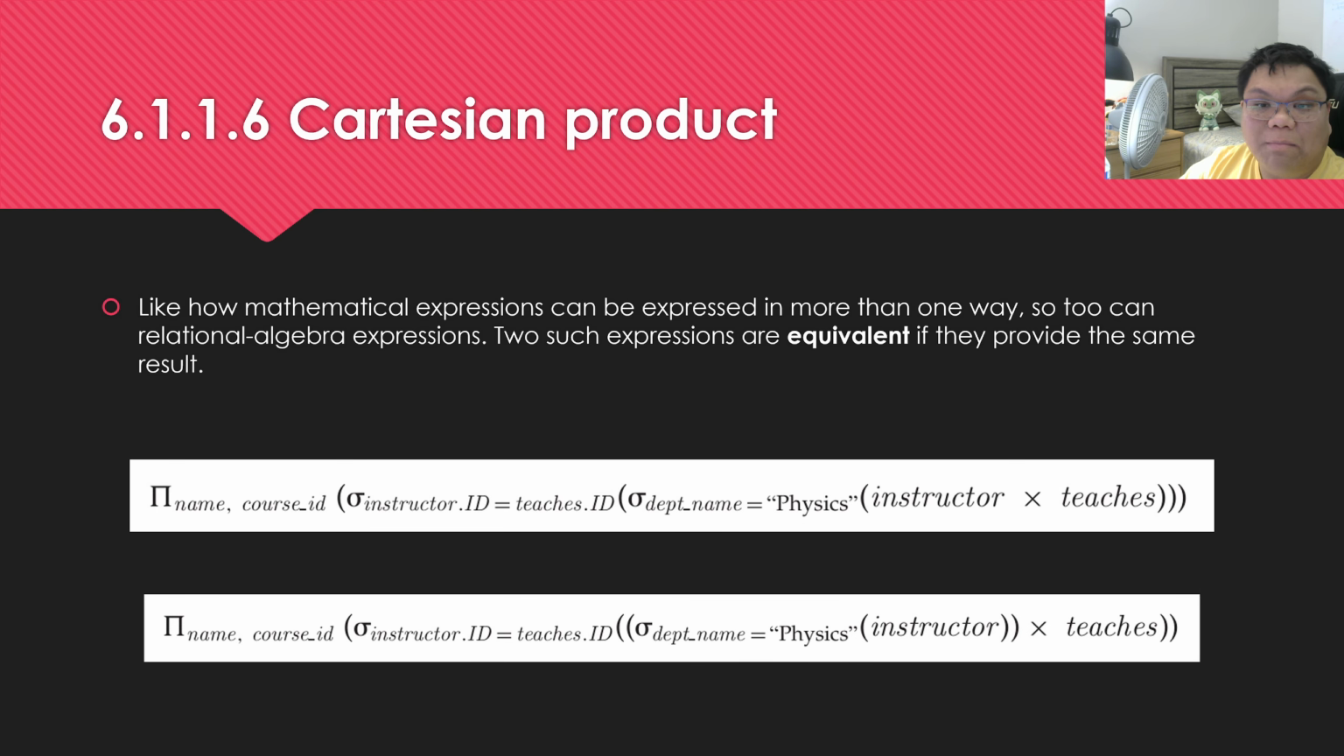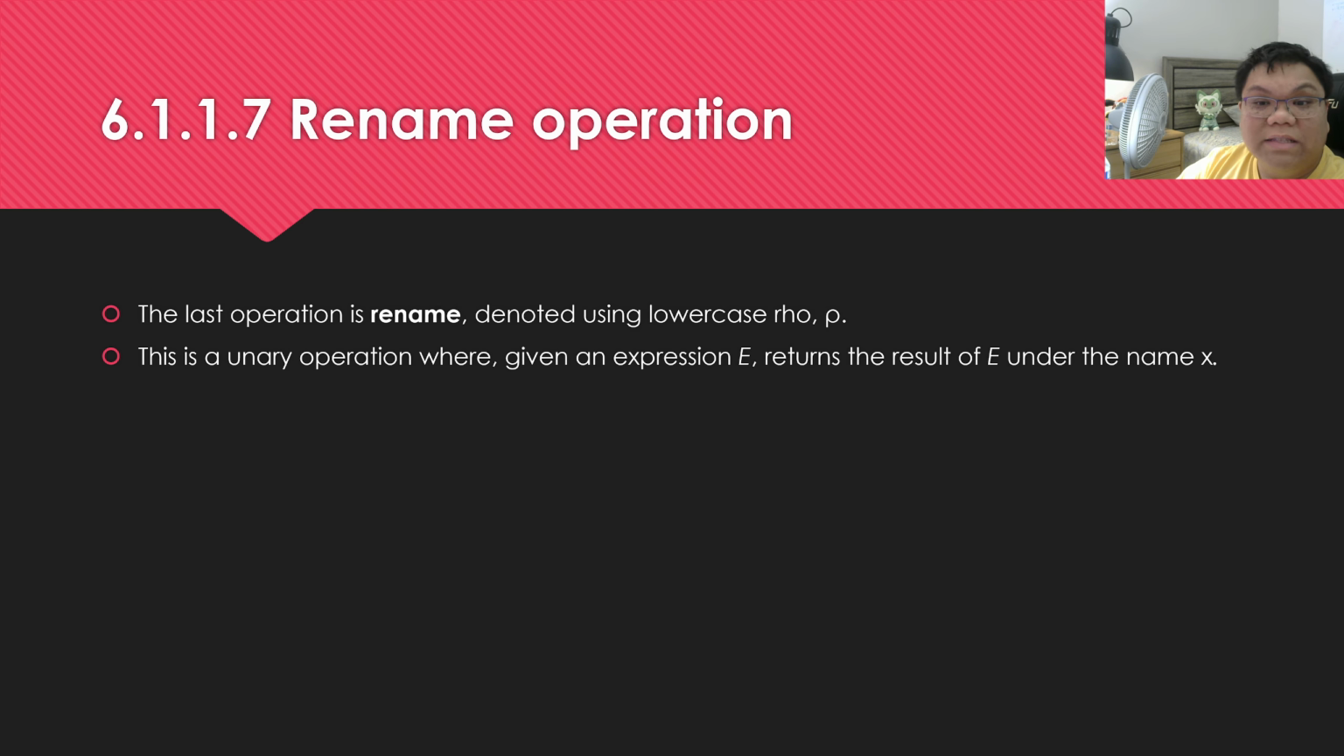Just like in math, where you can have an expression that can be written in more than one way, so too can you have a relational algebra expression written in more than one way. Two such expressions are equivalent if they provide the same result. So that is 5 of the 6 operations already. We have select, project, union, set difference, and Cartesian product.